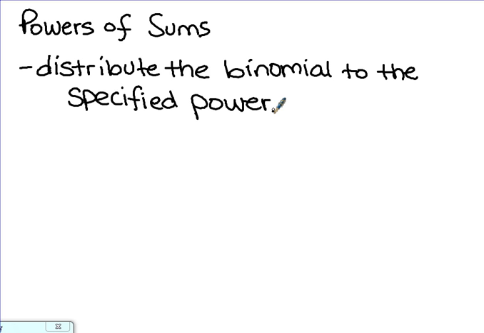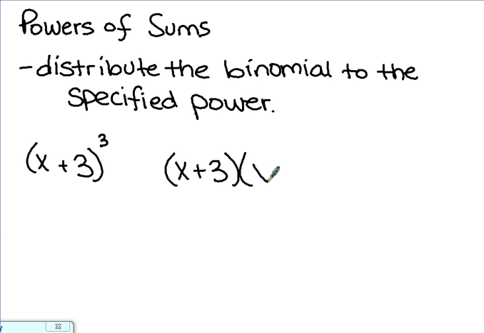For example, if we have the binomial x plus 3 to the third power, this means that we're multiplying x plus 3 times x plus 3 times x plus 3. What we're going to do is distribute in order to come up with a solution. Now we can't distribute all three at once, so we're going to deal with the first two binomial pairs first. So let's distribute.